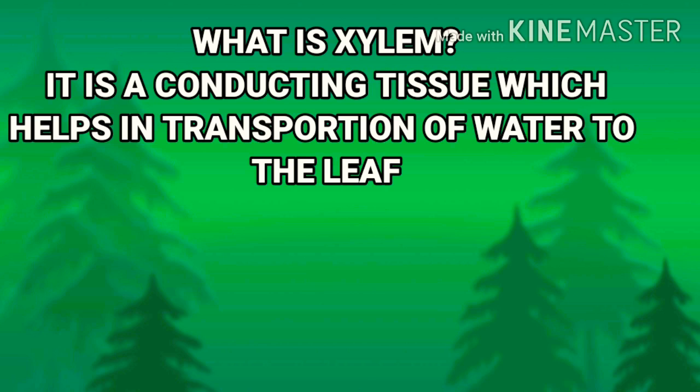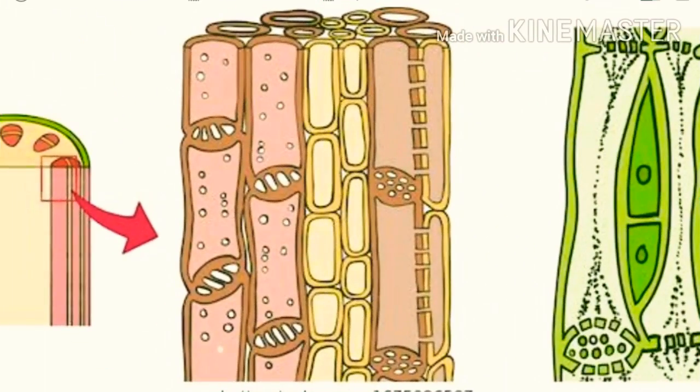Xylem is a conducting and a supporting tissue which helps in transportation of water to the leaf. That helps in transporting water and minerals to the leaf so that plants can prepare food. Now I will show you the diagram of this stomata. Sorry, not stomata, xylem. This is exactly the xylem.